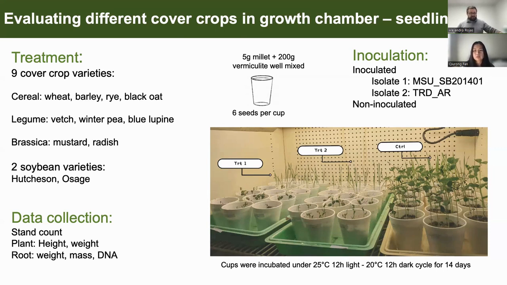Each of these varieties of seeds is placed into a cup filled with 2.5% inoculum, and then we inoculated it with 2 isolates of the Taproot Decline pathogen, respectively, and added a non-inoculated group as a control. The cups were then incubated for 14 days before we collected the data, which includes the stem count, plant height, plant weight, root weight and root mass, and also root DNA for verification of the pathogen presence.